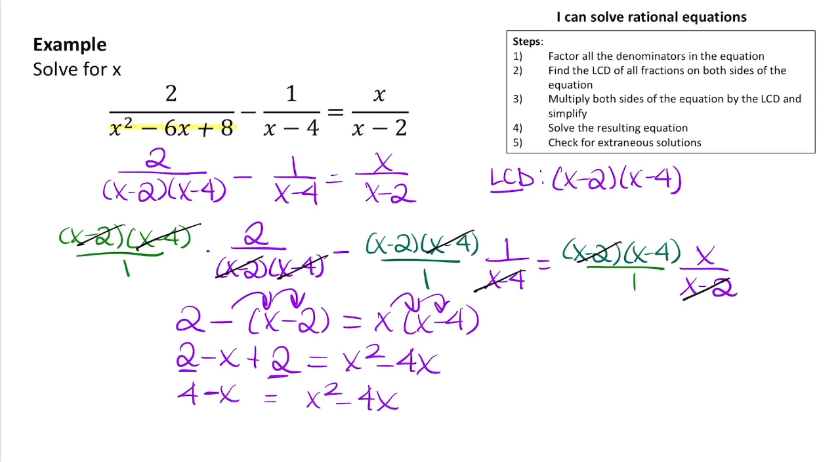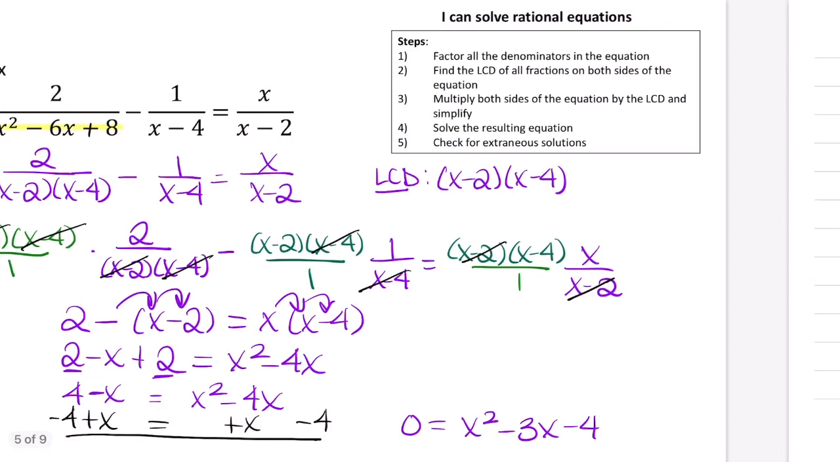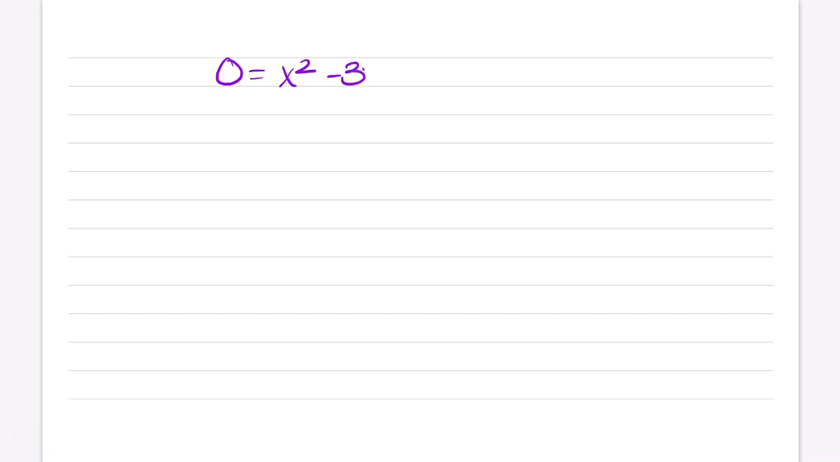So notice that this is now a quadratic, right? So remember when we solve quadratics, we go ahead and set it equal to 0. So I'm going to subtract 4 and add x to both sides. And remember when I do that, I'm going to make sure and combine like terms together. So when I do that, I now get the new quadratic equation, 0 equals x squared minus 3x minus 4. So here, if I solve 0 equals x squared, let's see, I had minus 3x minus 4.